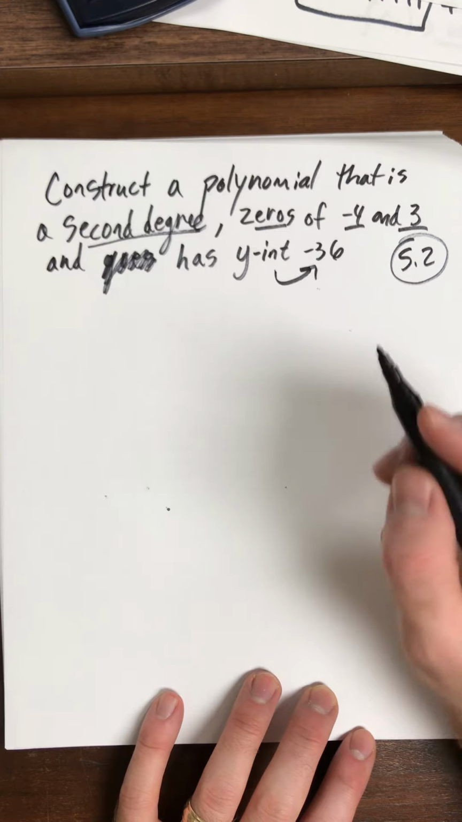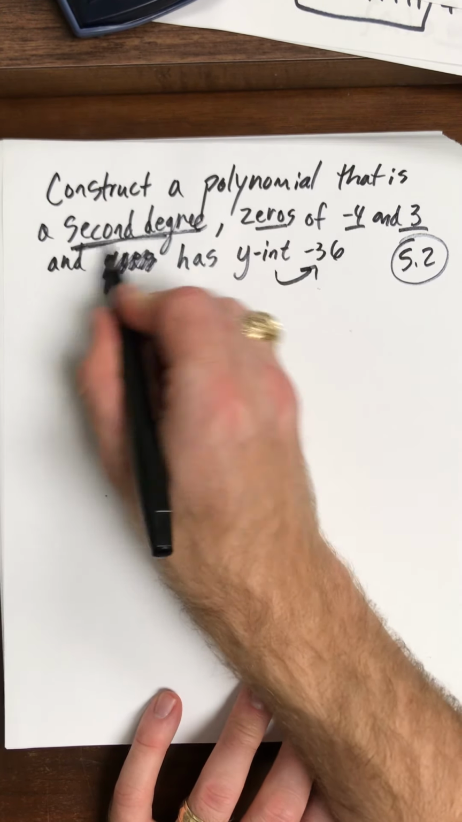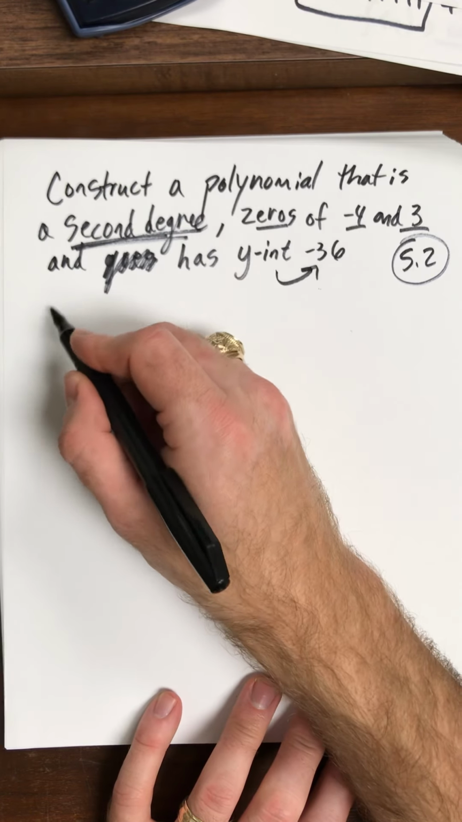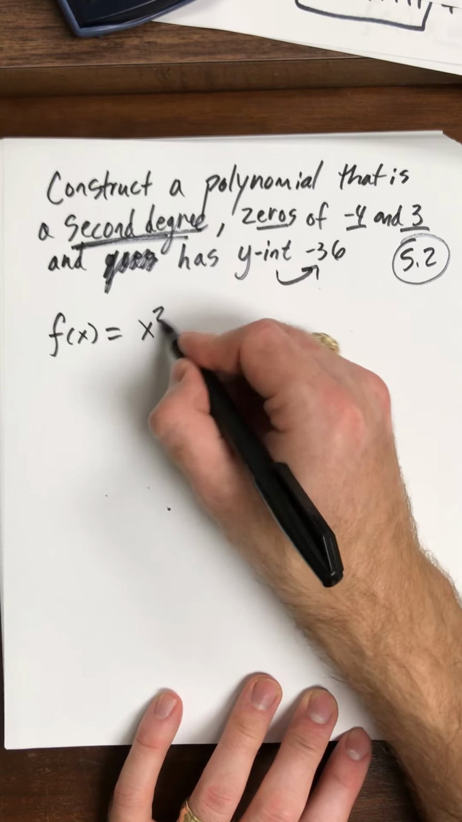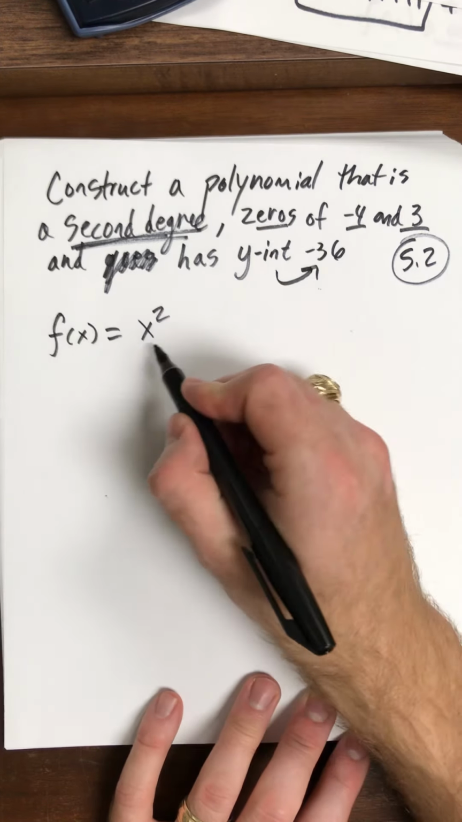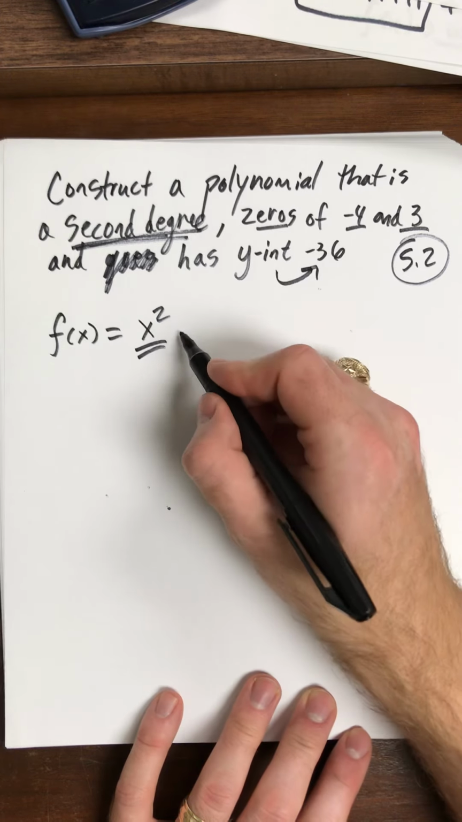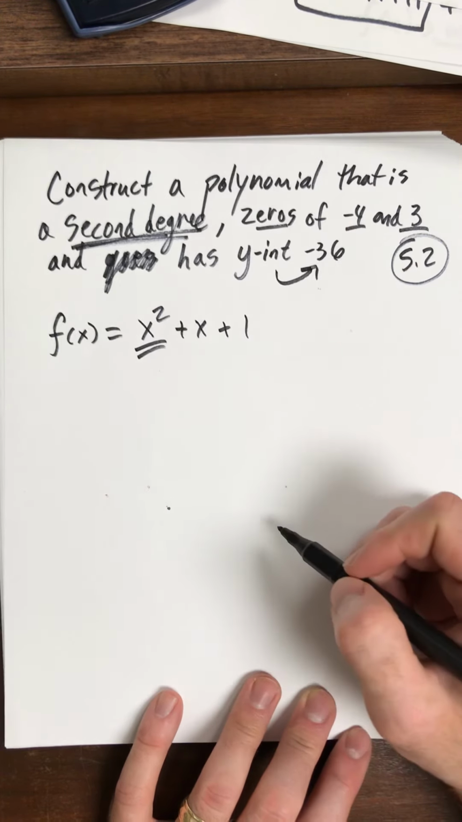Okay, so first thing I like to do is figure out, what does second degree mean? That means that I have at least one term that has an x squared, okay? That could be it. That could be all it is. But I know that at least I have this. It could be something like that. That's a second degree, okay?